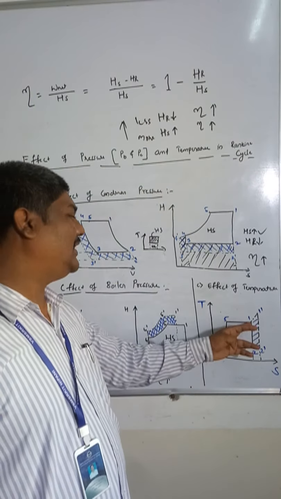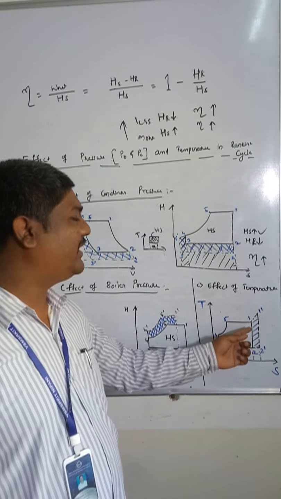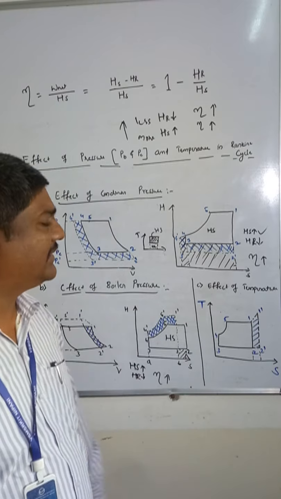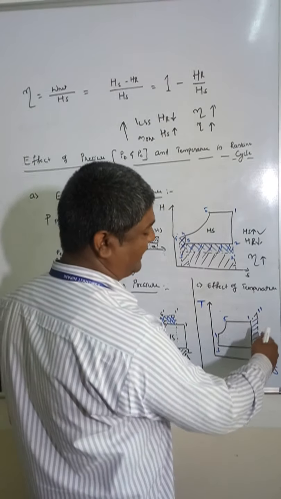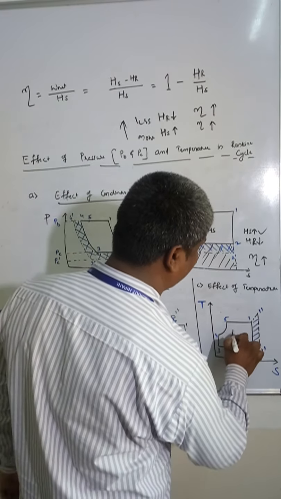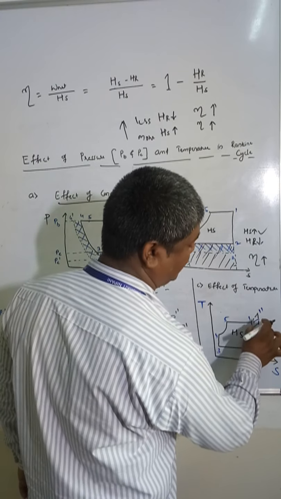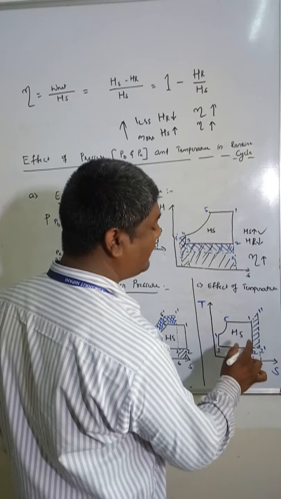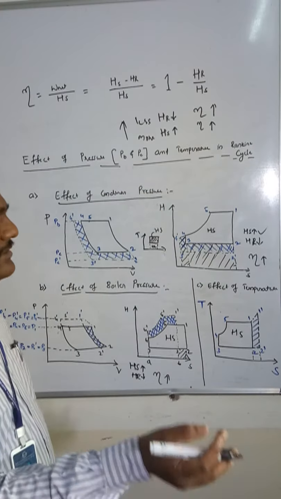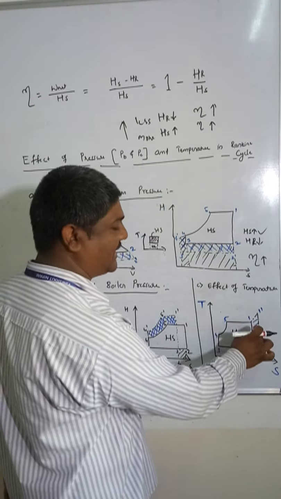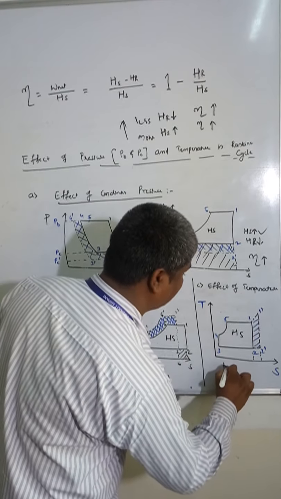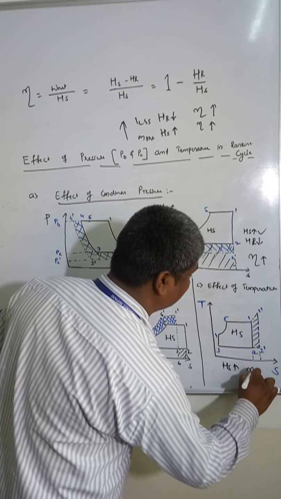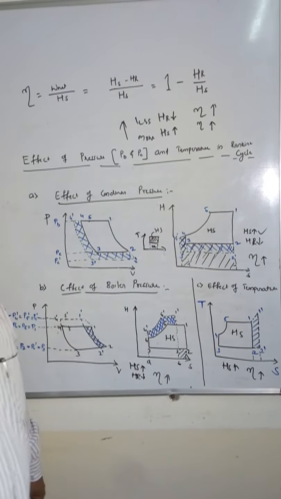At point 1 it is a dry steam. If I increase its temperature, it increases the superheating. So extra heat is supplied, this much is heat supplied, increased by this much, and this much is extra heat rejection. But the extra heat rejection is very less and the extra heat supplied is more, so heat supplied is increased here, and efficiency is again going to increase.